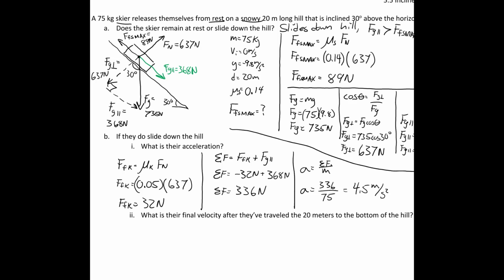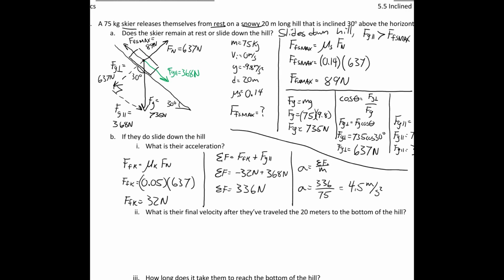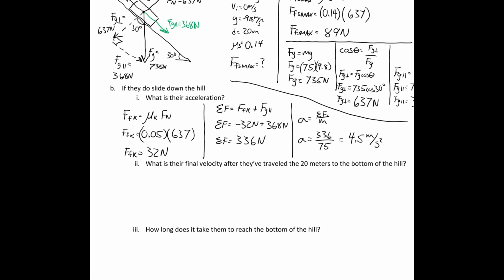Remember what acceleration is. You're getting 4.5 meters per second faster every second. So at the end of 1 second, they start from rest, you're going 4.5 meters per second. At the end of 2 seconds, you're going 4.5 faster than that, so you're going 9 meters per second. Don't forget what acceleration actually is.